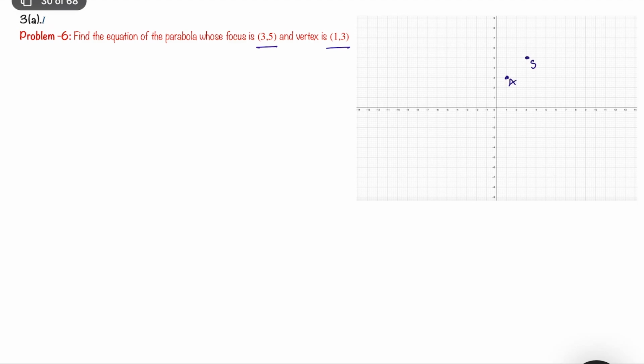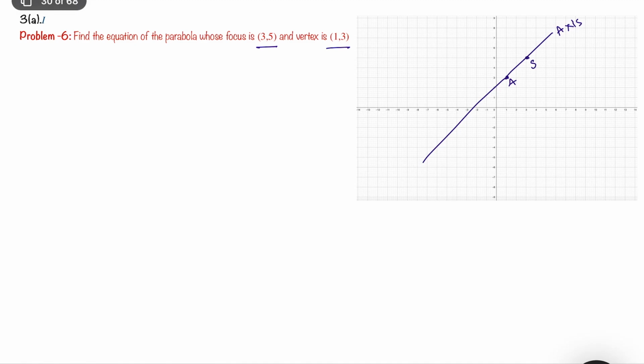Okay. And we know that the line passing through this focus and vertex is going to be the axis of the parabola. As you can see, this axis is neither parallel to x-axis nor parallel to y-axis. So, the parabola equation that we are going to get will be a general equation of the parabola. Okay, and we can write down the general equation of the parabola if we know the focus and directrix. Here we know the focus, but we don't know the directrix. First, let us find out the directrix.